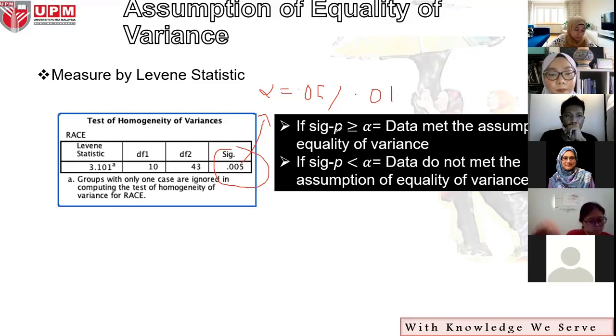If the significant value is larger than or equal to alpha, the data met the assumption of equality of variance, or homogeneity of variance. If the significant value is lesser than alpha, therefore the data does not meet the assumption of homogeneity of variance. It is the same, equality of variance or homogeneity of variance, the same term.